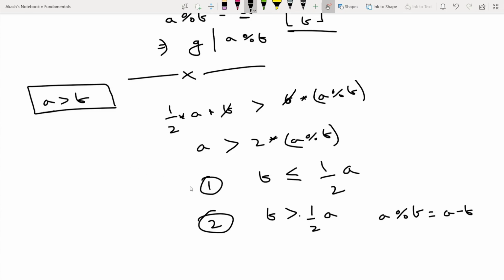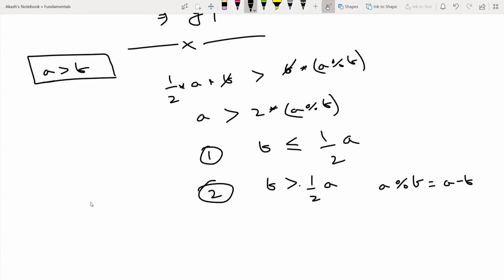So what will be the time complexity? Every time the product is decreasing by a factor of 2. So the time complexity is O of log, where log means log base 2, of A into B.